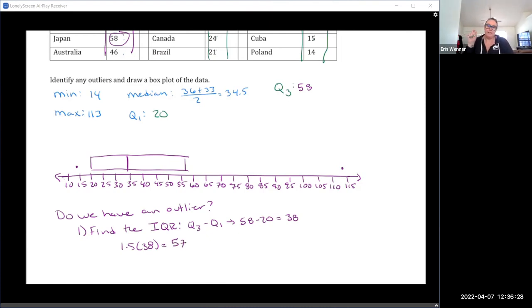So in order to identify if we have an outlier, it's 1.5 times the interquartile range above the upper quartile and below the lower quartile. The upper quartile ends at 58, so we're going to do 58 plus 57, which gives us 115. So if we had an outlier, it would have to be 115 or greater.